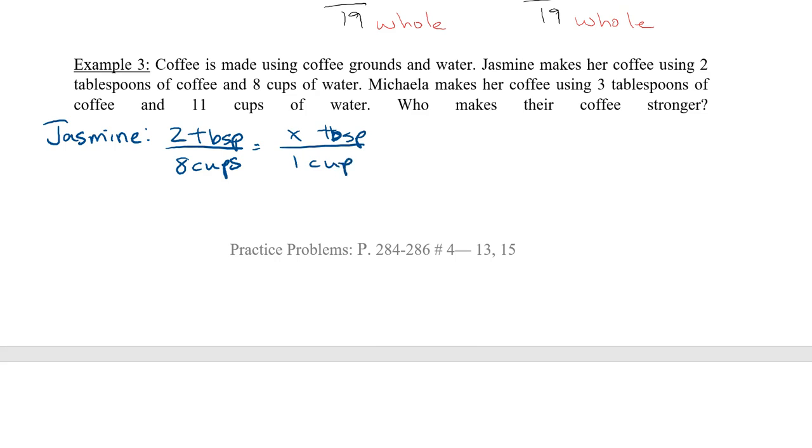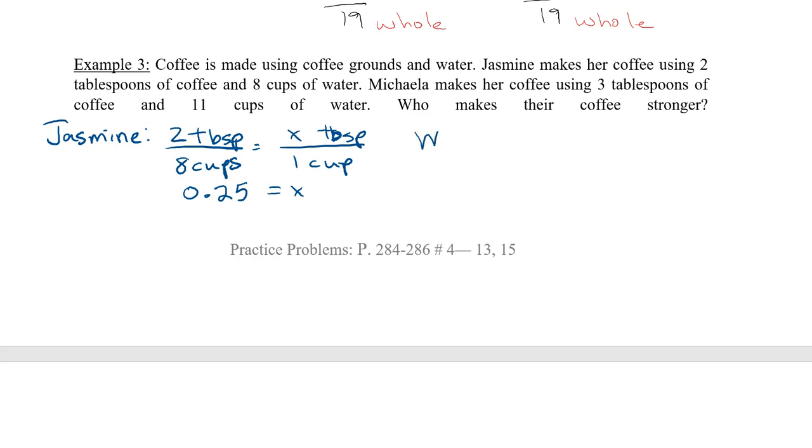So again, we can cross multiply. You get 2 times 1, which is boring, it's 2. 8 times x, which is almost as boring, it's 8x, and then we have to divide by 8. So we'll just say 2 divided by 8. And 2 divided by 8 is 1/4, or 0.25. So she's doing 0.25 tablespoons. Well, actually, we're not going to use our units here. X would be 0.25. So she's using 1/4 of a tablespoon for each cup of coffee.